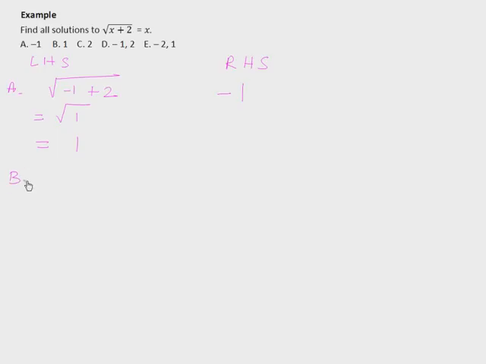What about B? Plug in 1. Root of 1 plus 2, which is root 3, which isn't going to be 1, which is the right hand side. Plug in C. Root of 2 plus 2, which is root 4, which is 2. And the right hand side is also 2. So 2 is one solution. So I can eliminate choice E, which does not have 2 as a solution. E is out. But I need to check choice D, which has minus 1 and 2.